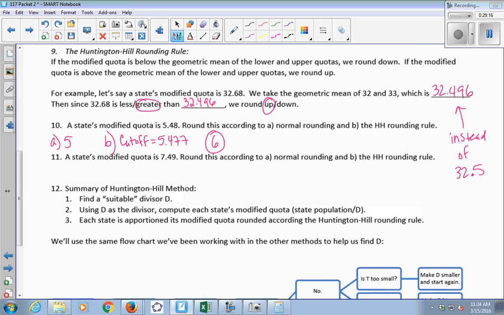It's weird, right? That number you bring out of the calculator, the cutoff, keep a bunch of decimals, because you might need to go pretty far out to compare it.